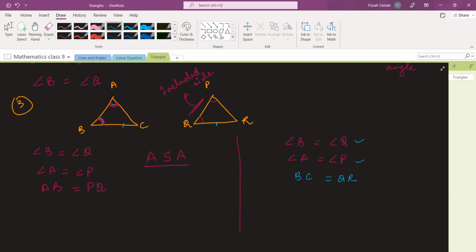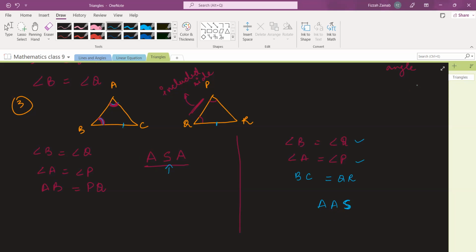Now as you can see, this BC and QR, they are not the included side, right, Zainab? Yes, ma'am. So how will I write it? First of all, I'll write one angle, another angle, and then I'll write my side. This means this side is not the included side. So we call it AAS criteria. And if this side is the included side, we call it ASA criteria. I hope it's clear.